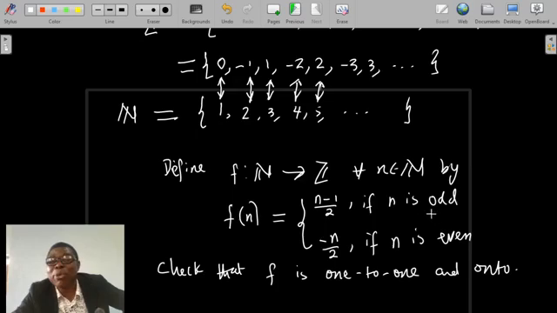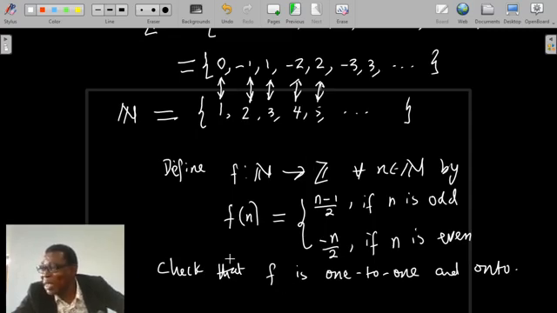n1 and n2 are both odd, but n1 is different from n2. You try to see if you can get f of n1 is not equal to f of n2. Then the second case is where n1 and n2 are both even, and n1 is not equal to n2. You try to see if you can get f of n1 is not equal to f of n2. Then finally, you consider the case where n1 is odd and n2 is even, or n1 is even and n2 is odd. Try this case.